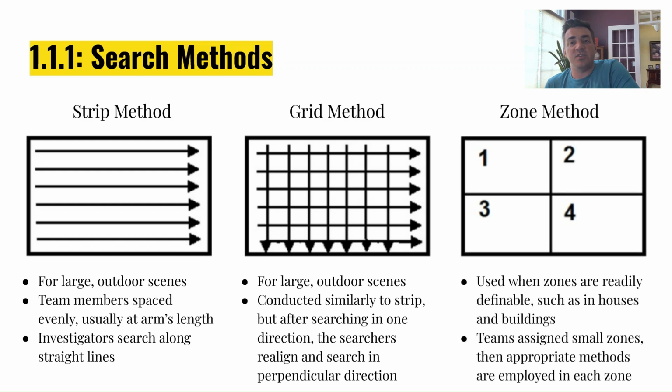Then you have the zone method. Zone method is a little bit different. This is mostly used when zones are readily definable, such as in houses and buildings. So you have an indoor scene where, for example, if you were in a house, the house was the potential crime scene. Then, you'd have the kitchen, you'd have the living room, you'd have the family room, you'd have, if they have two of those, you'd have a bathroom, you'd have a bedroom, right? Bedroom 1, bedroom 2. These would all be different zones, and different team members can be assigned to those zones. Or a smaller team potentially work through them kind of systematically, one zone at a time. That would be the zone method.